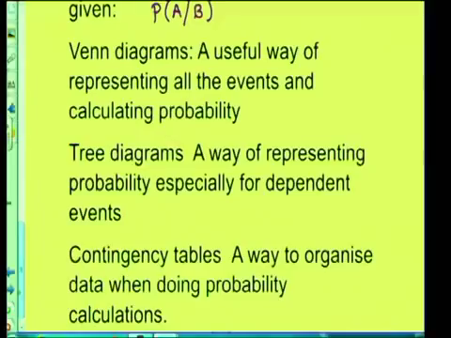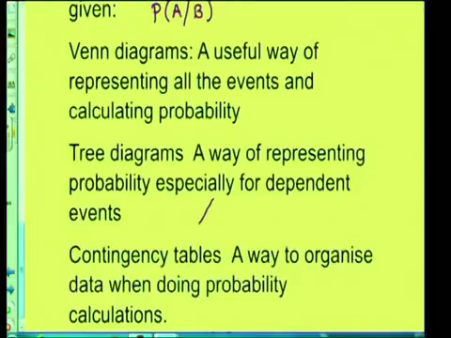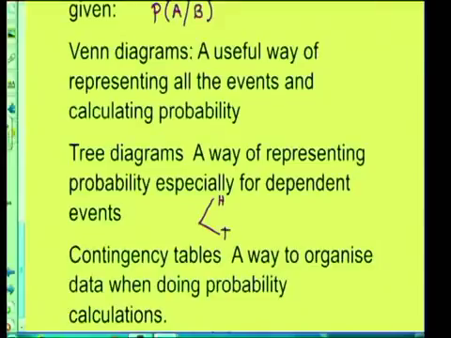Tree diagram is a way of representing probability, especially for dependent events. Now, it can also work for independent events, but it makes more sense with a dependent. Basically, what I mean by a tree diagram is, say I have the probability of tossing a coin. And I can only get two outcomes on my coin. I can get a head or a tail. So I would go head or tail. But now if I'm going to toss the coin again, well, now I have a possibility of a head and a tail again, and a head and a tail. That's what I mean by a tree diagram.